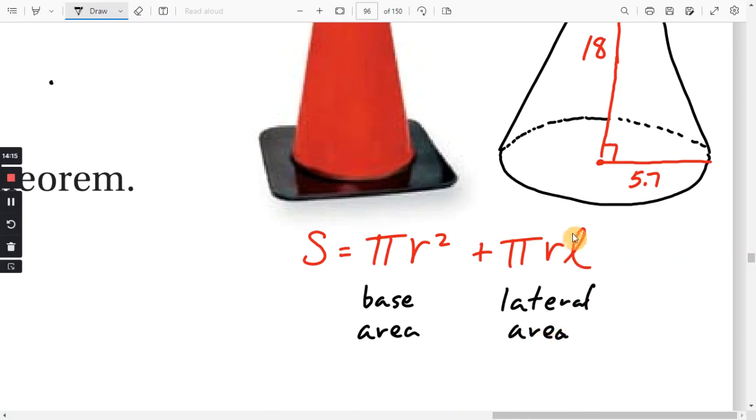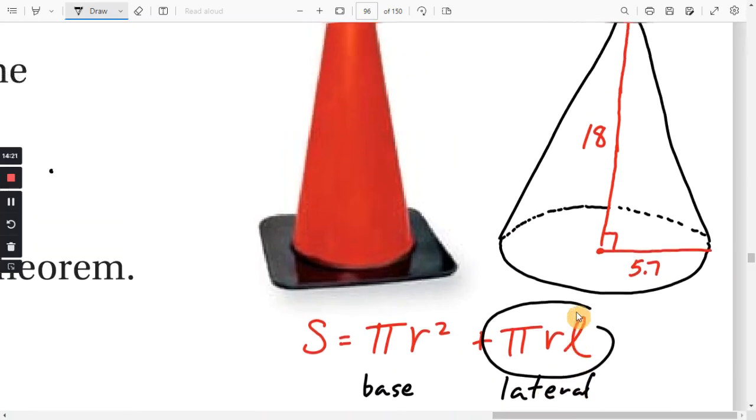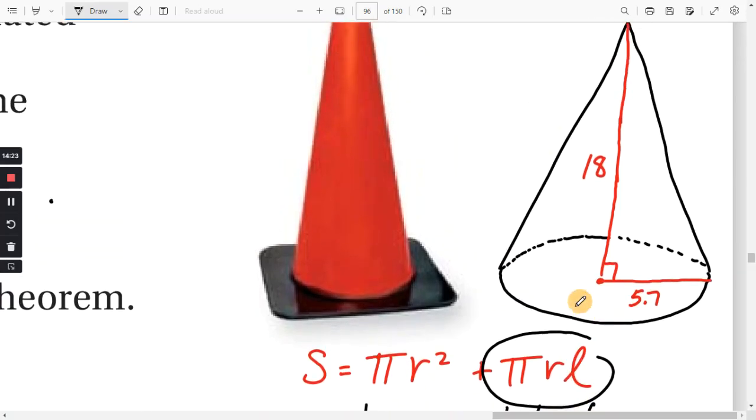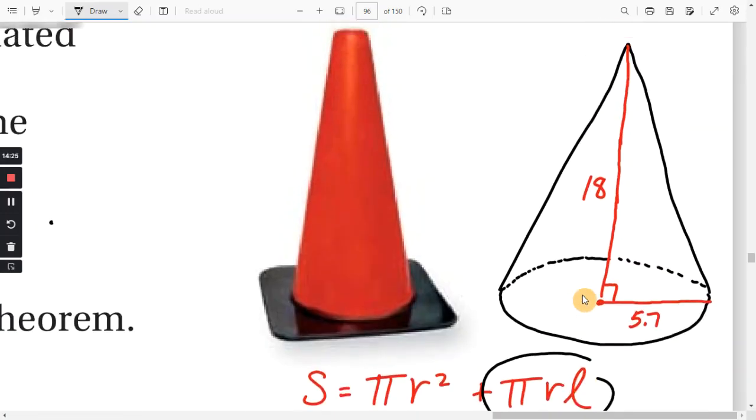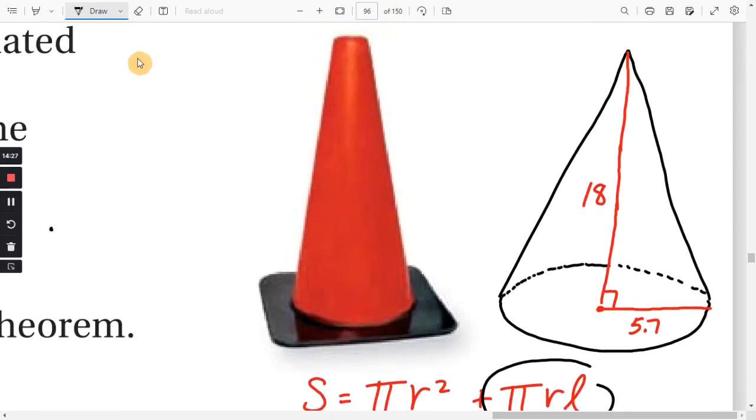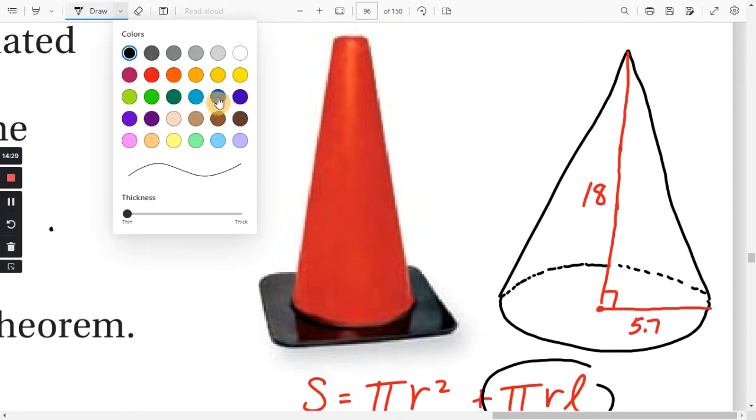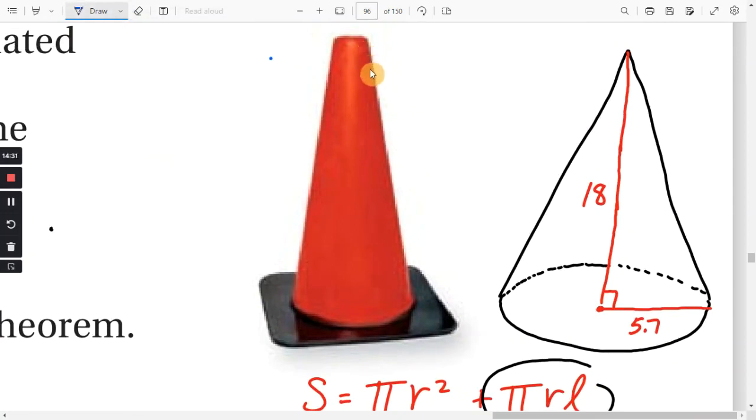And this right here is what we're actually trying to find. So we're not worried about the pi r squared. They said lateral area. Nevertheless, notice we need L for that formula. So unfortunately, we still have to do the Pythagorean theorem. The slant height is the slanted height from the vertex to a part of the circle, right on the circle. Okay, so that's going to be L.